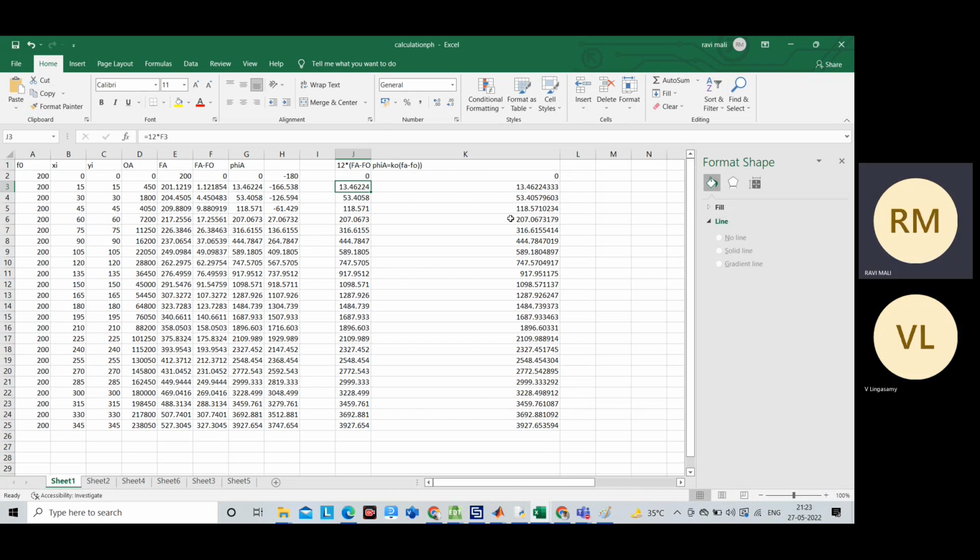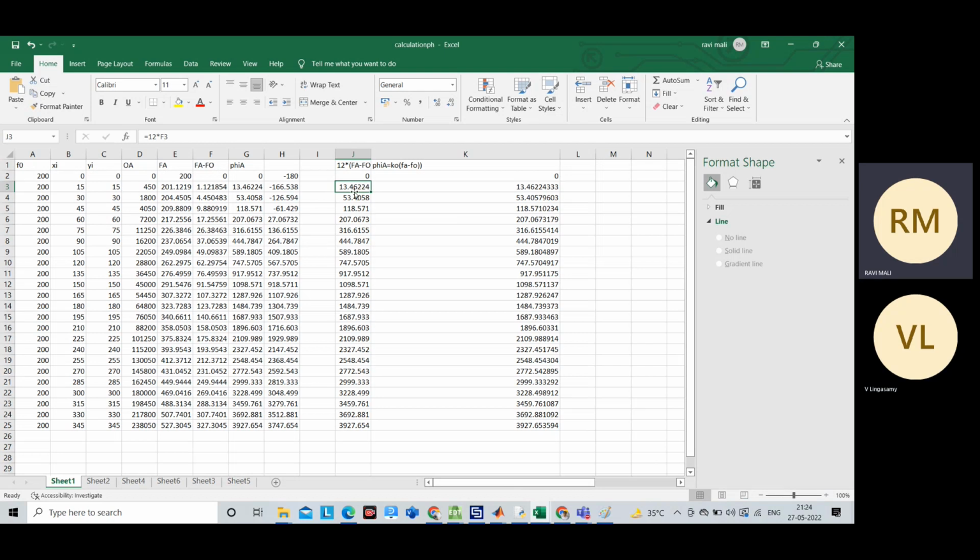Here is my screen, sir. Yeah, I can see your screen. So actually, I am taking the feed, I am taking the xi, and here is my feed center point at 200 mm. Xi is the zero position, y is the zero position, and I calculate some positions, OA and FA, and FA minus FO. I calculate this phase center as 0, 0. Then the phase is 0 and 15.